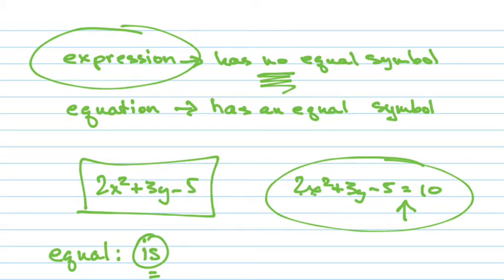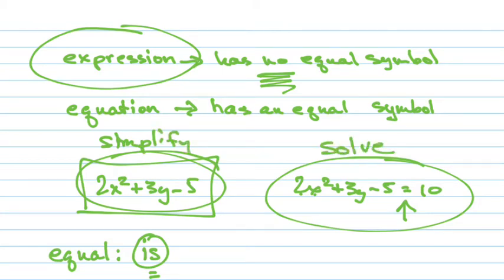Now, most of the problems that we're going to deal with are pretty much the same: find out what the variable's value is. Well, for an expression, you can't solve an expression. So this one, I can't solve this. All I could do is collect the like terms if there were any, but there aren't any. In other words, this I can simplify, and that's it. But this one, I can solve. And that's the difference between the two. An expression can only be simplified, but an equation can be solved.